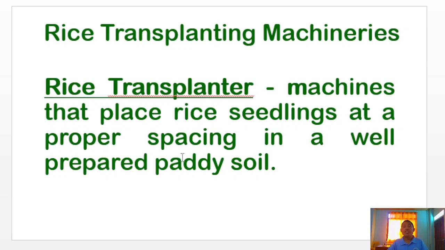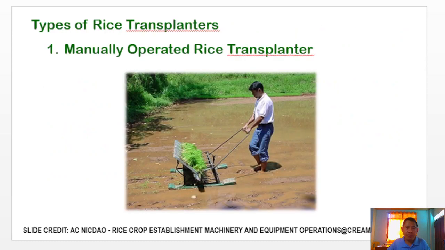Then we have the rice transplanting machineries. A rice transplanter is a machine that places rice seedlings at a proper spacing in a well-prepared paddy soil. Then we have the different types of rice transplanter. First, we have the manually operated rice transplanter. Unfortunately, I wasn't able to see one of this type around the country. Not even once. No, hindi ako nakakita dito sa atin nito. I don't know, maybe hindi ko naman naikot yung buong Pilipinas.